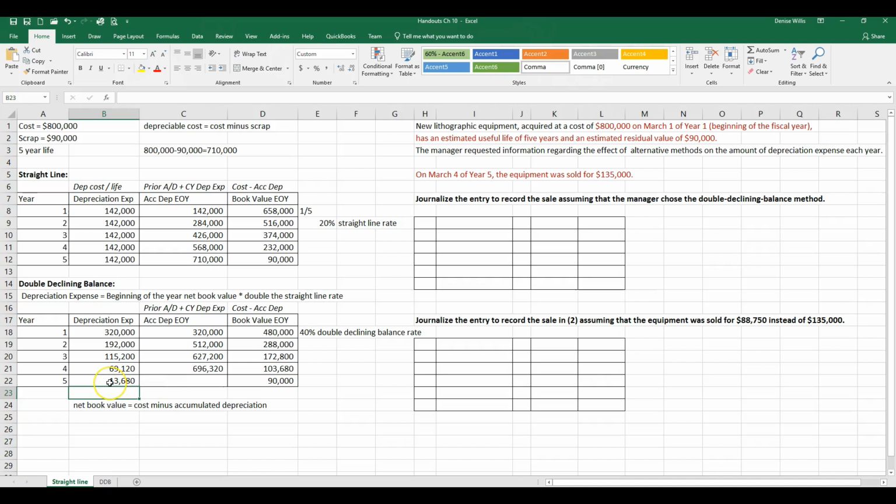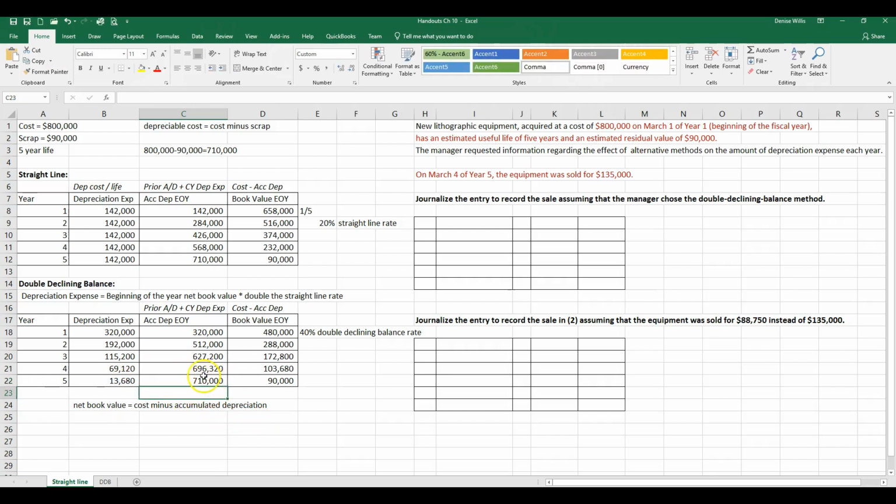Okay, my depreciation expense needs to be this amount. And watch this. We're going to take the prior year amount and add the current year amount. Sorry, what did I do? Okay, now we're going to take the prior year amount and add the current year amount. Okay, and look what happened.